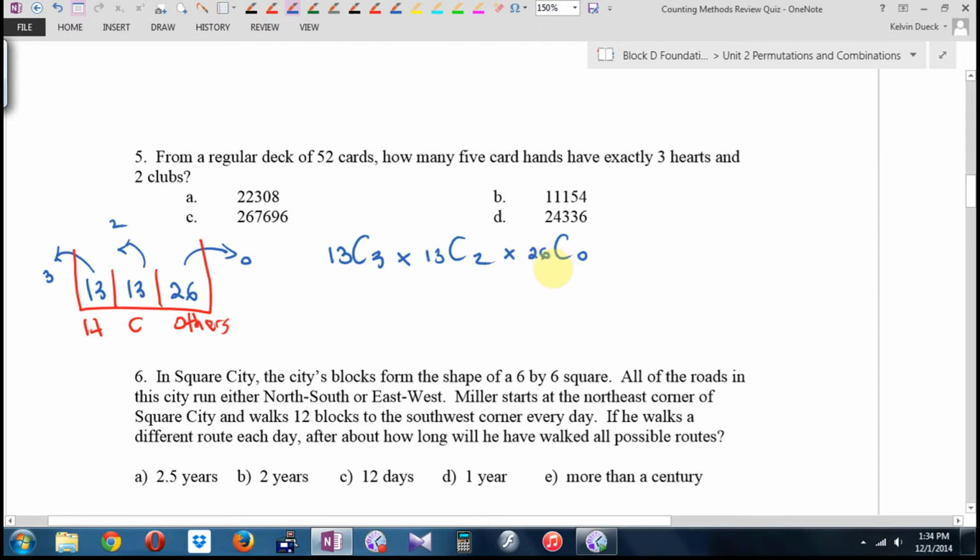What'd you get for an answer? A, B, C, or D? Should be one of them, I hope, isn't it? A? 22,308.